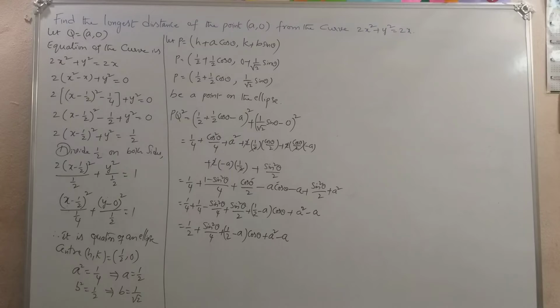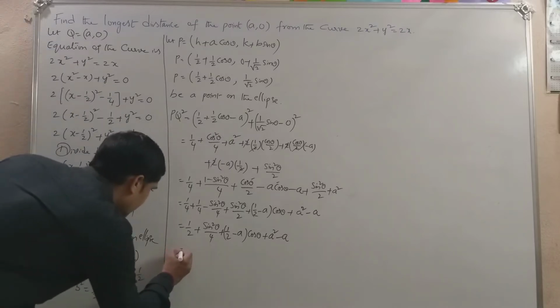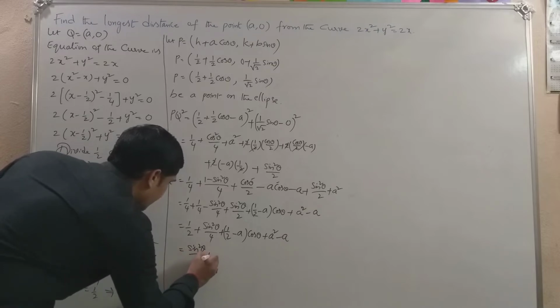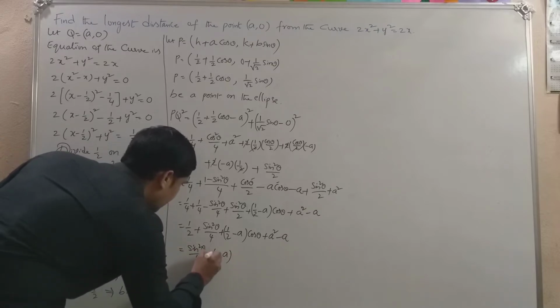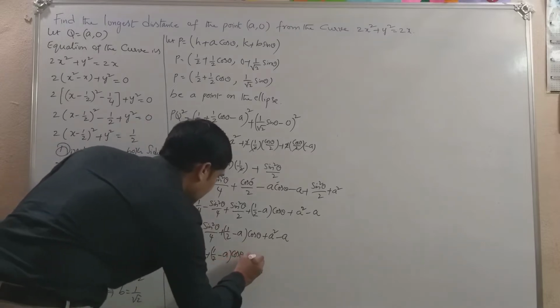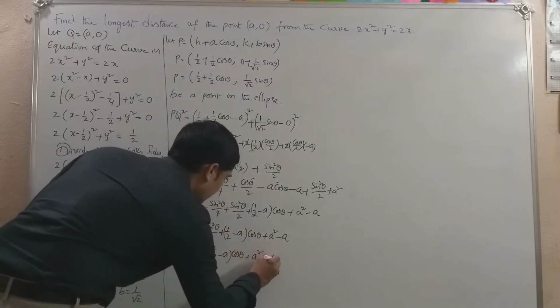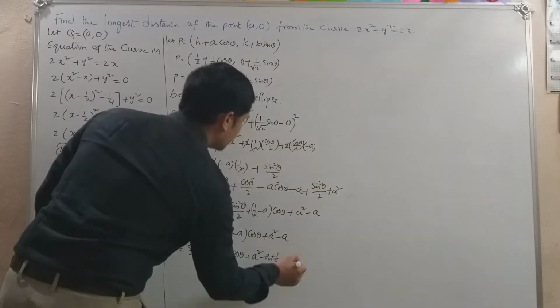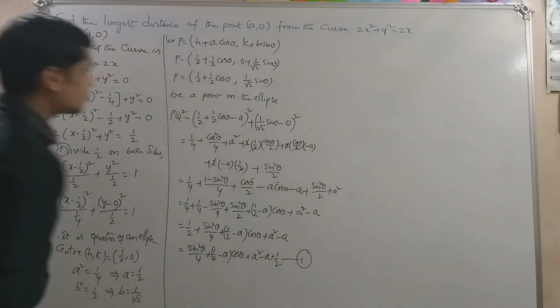So finally I got sin square theta by 4 plus 1 by 2 minus a into cos theta plus a square minus a plus 1 by 2. So let me take it as equation number 1.